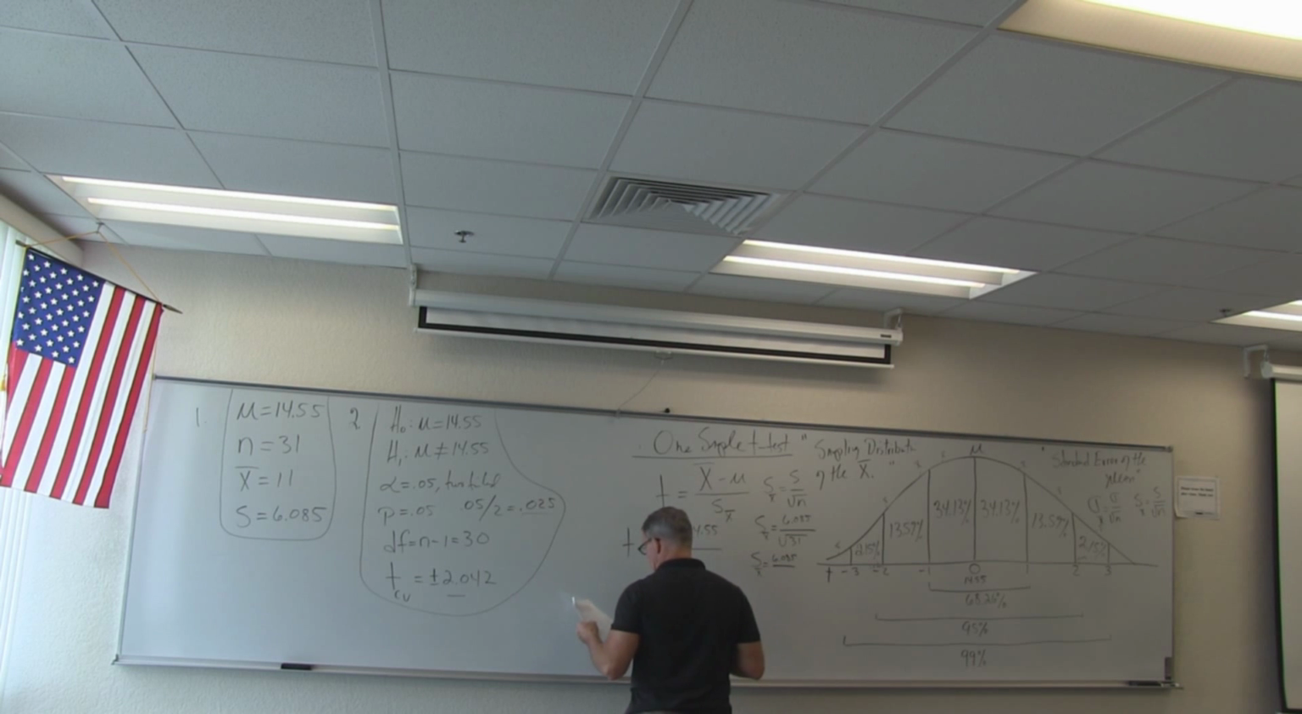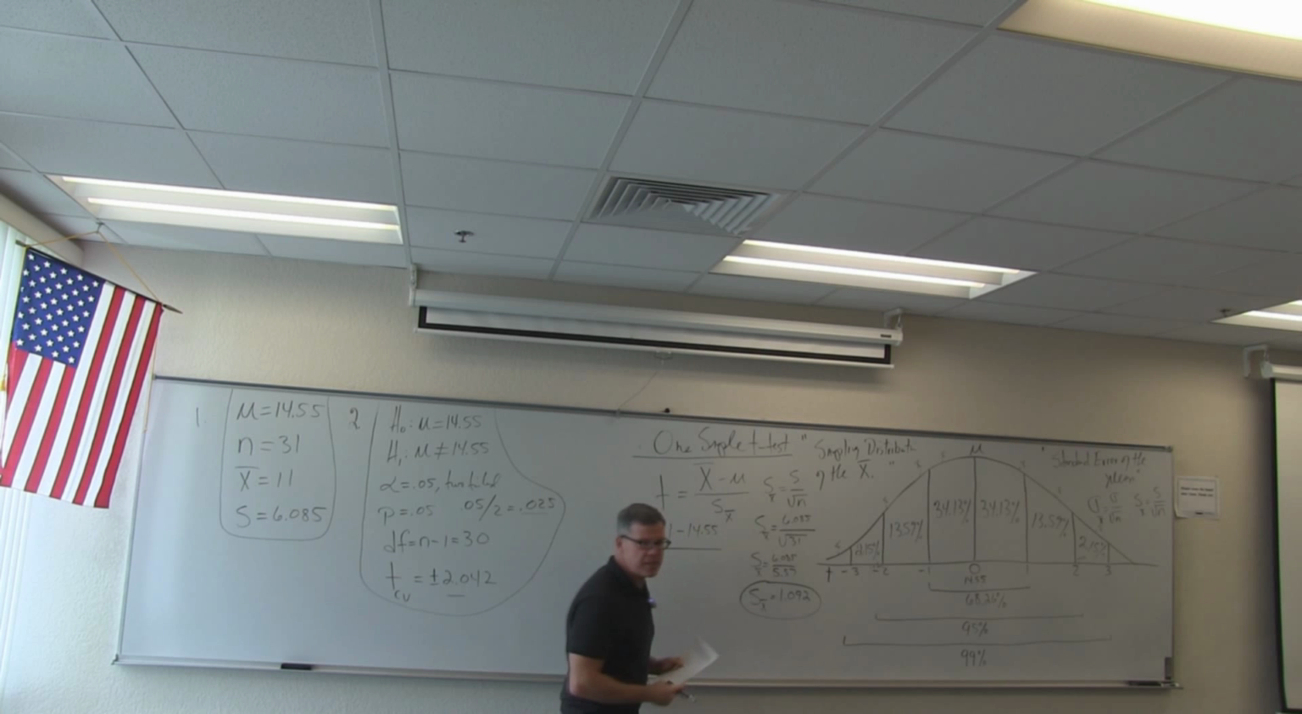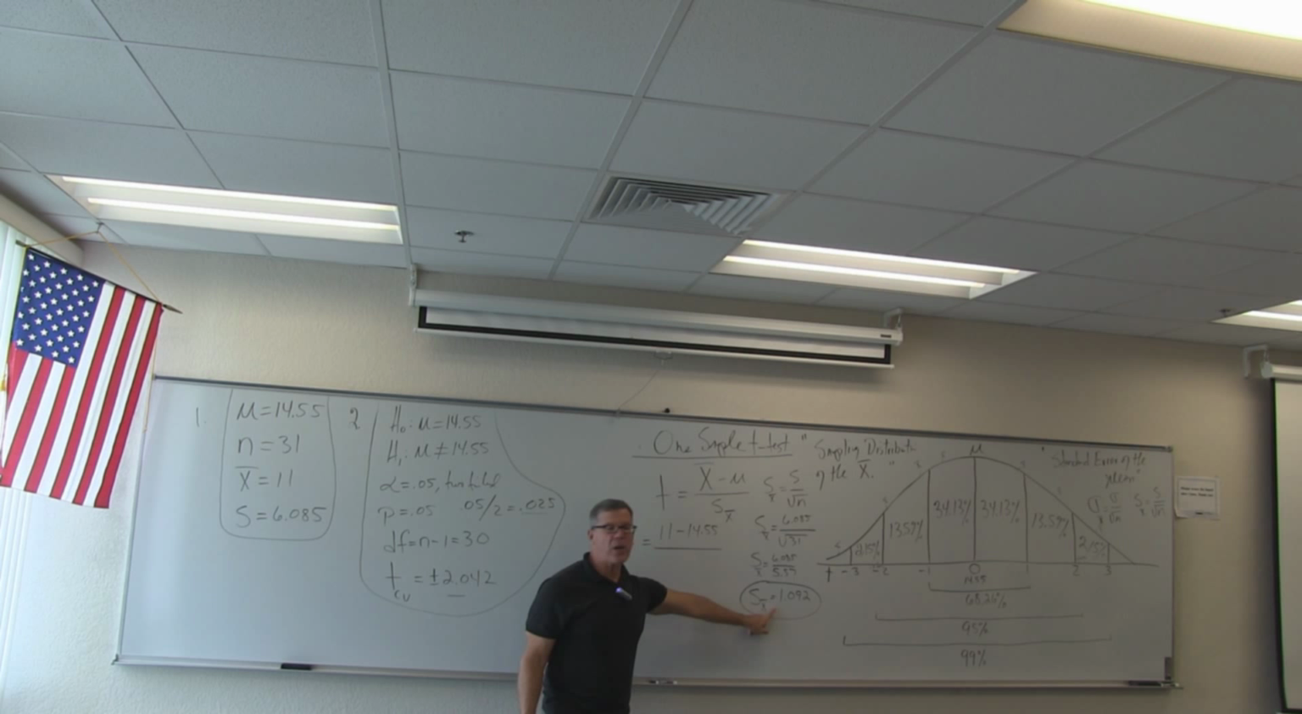Square root of 31 is 5.57. Standard error 1.092. So class, in terms of t units in this case, what does 1 t unit equal to? 1.092. This answer should come immediately.